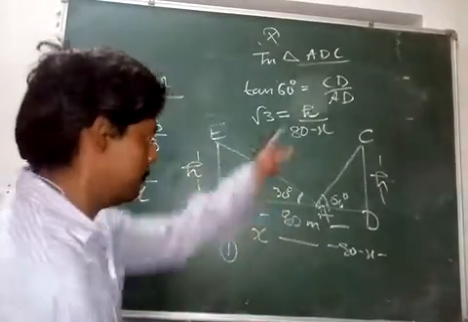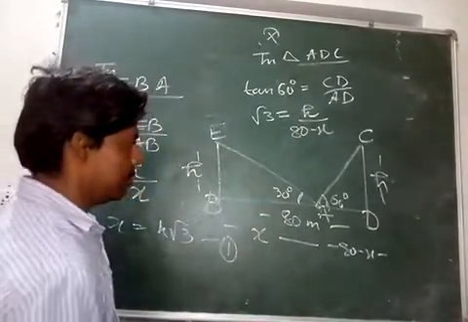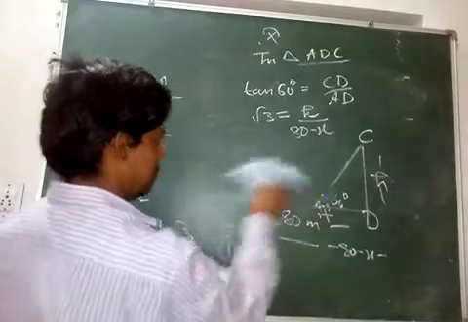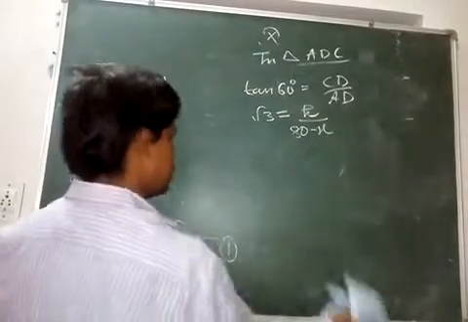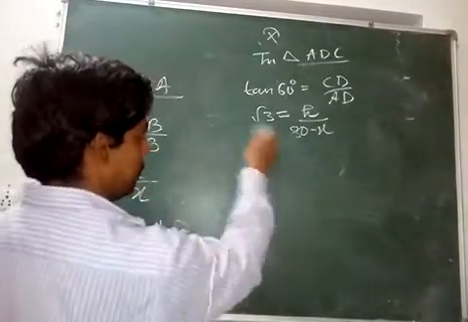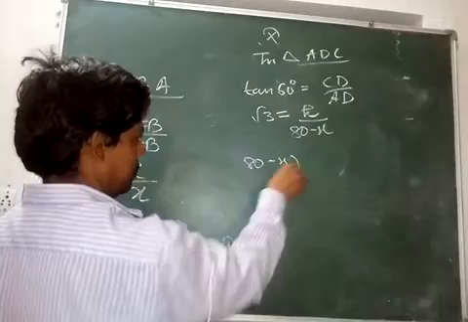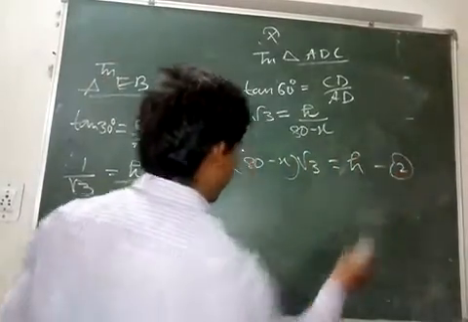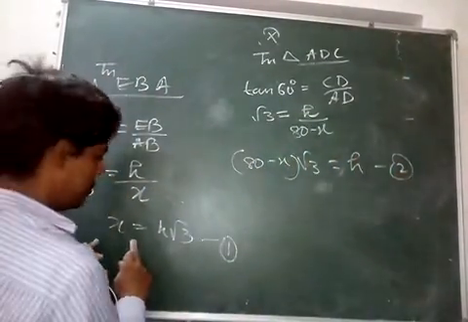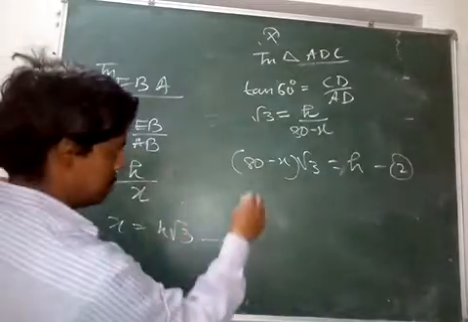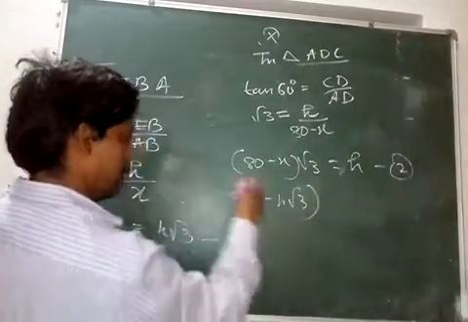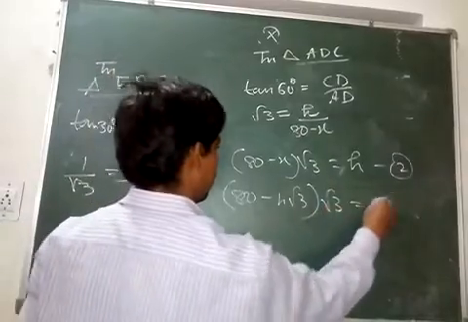So we can get one more equation from here. Let's solve this equation, and now we can erase the diagram also. Just the solution is left. So from here, if I multiply this, (80 minus X) root 3 is equal to H. Equation number 2. So from equation number 1, we can substitute the value of X here. So what you will get? (80 minus H root 3) into root 3 is equal to H.